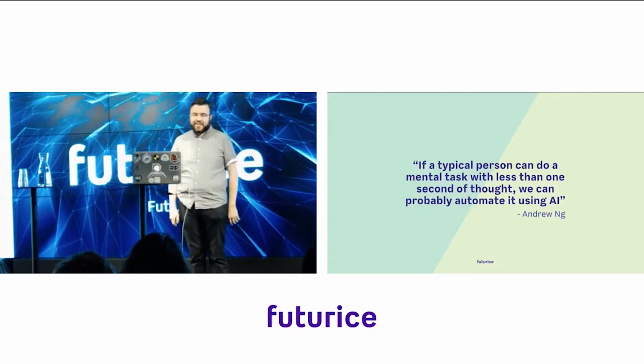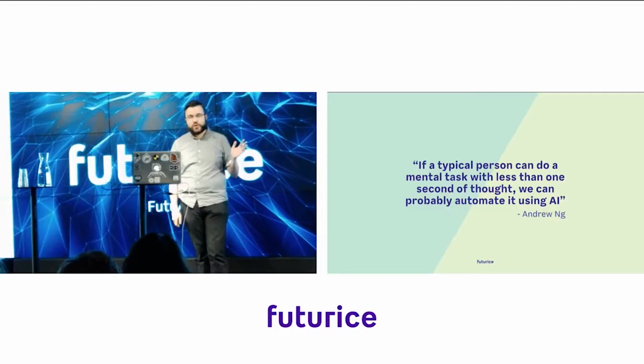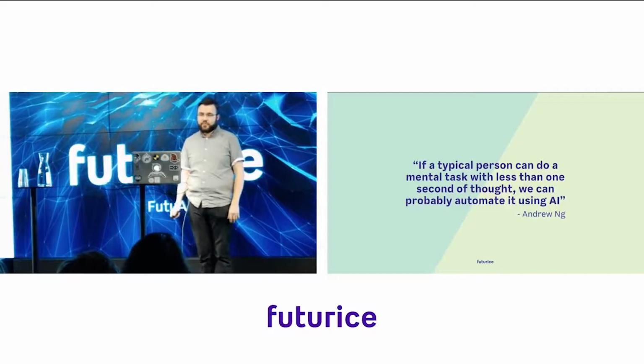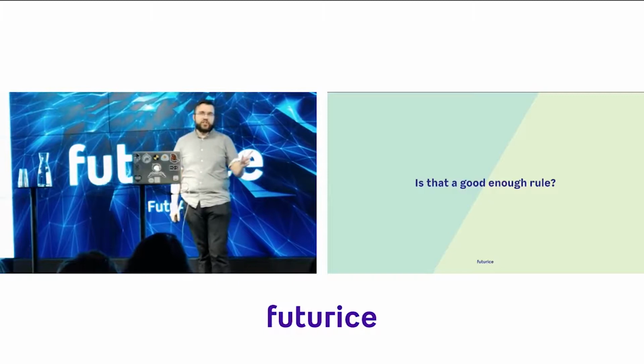And he was writing this article in the Harvard Business Review, and he said that if a typical person can do a mental task with less than 1 second of thought, we can probably automate it using AI. That's a fairly bold claim. He might well be right. But the question is, is that a good enough rule? Less than 1 second of thought, slam the machine learning in there, let's do it. Is that how we should be applying it?